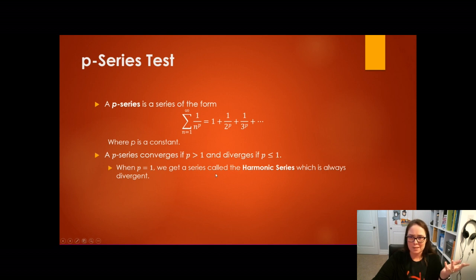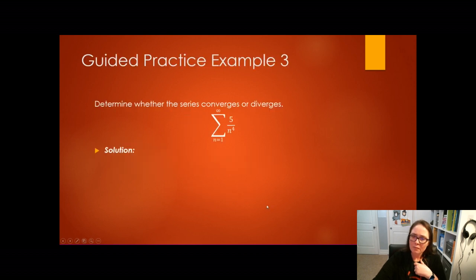Okay, so last example for us to do together is, and there's my example of a harmonic series. That's what it looks like. So let's do an example with p-series before we end the unit here. So here is an example of a p-series. I've got a constant on top and then n to the 4th power. So the exponent is the constant here. And so once you identify this as a p-series, it's pretty quick to write out the conclusion.